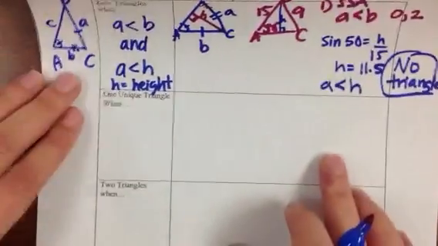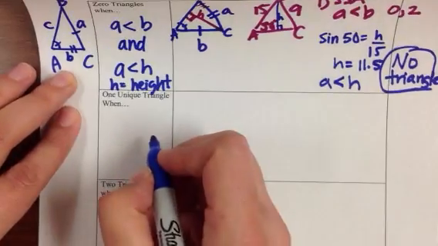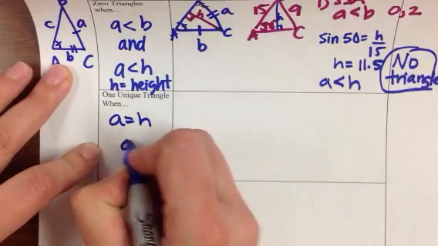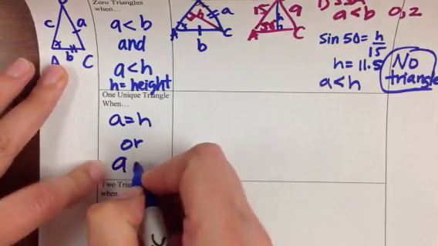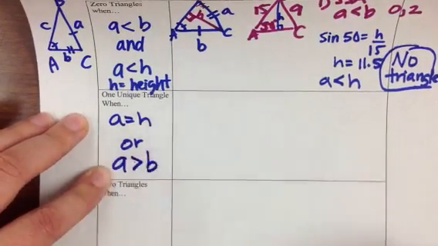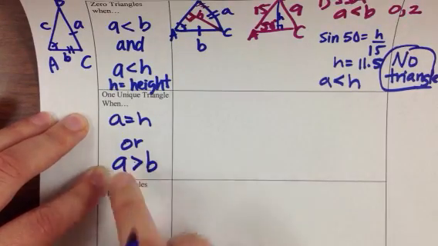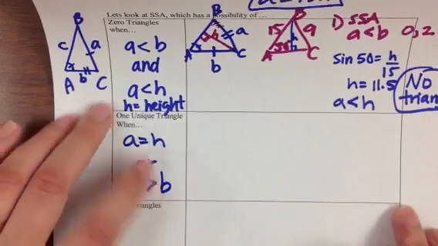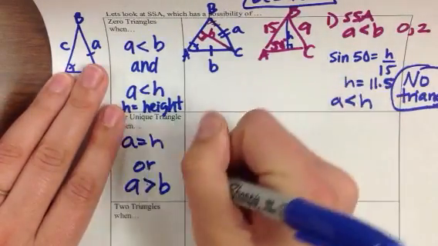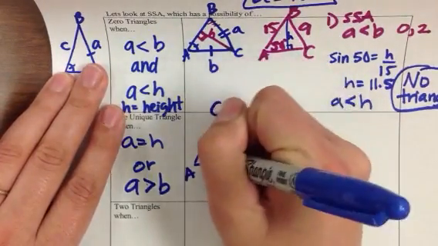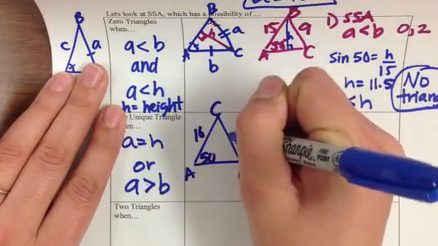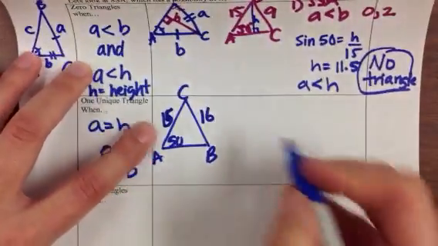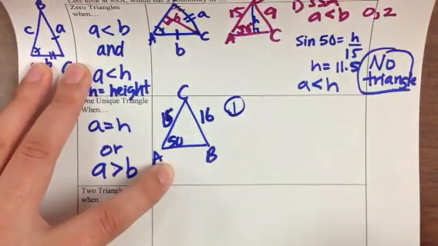Okay, let's take a look at when I have one unique triangle. When I have one unique triangle, it means either the a is equal to the height or the a is greater than the side that is across from the angle is going to be greater than the other side given. So if I take a look at an example, A, B, C, 50, 15 and 16. So first I check, what is it?